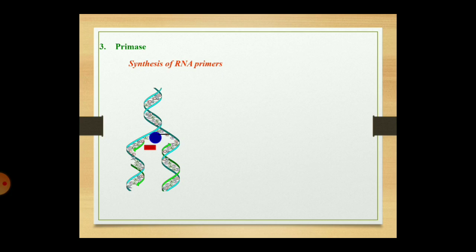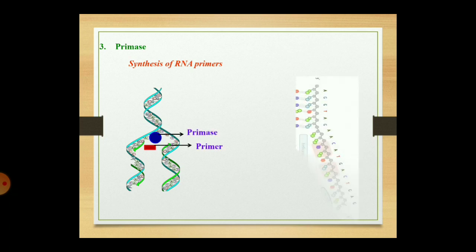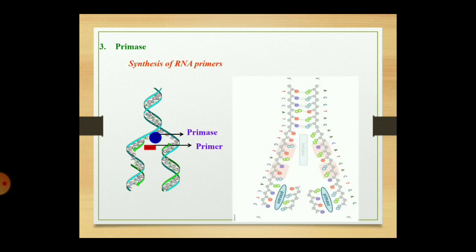These short segments of RNA provide a free hydroxyl group for the addition of DNA nucleotides in the 5 prime to 3 prime direction. Then the DNA polymerase enzyme. I told you, for synthesis of DNA which enzyme is required? DNA dependent DNA polymerase enzyme. There are three polymerase enzymes which play a very important role in the replication process: DNA polymerase 1, 2 and 3. DNA polymerase 1: removal of RNA primers.